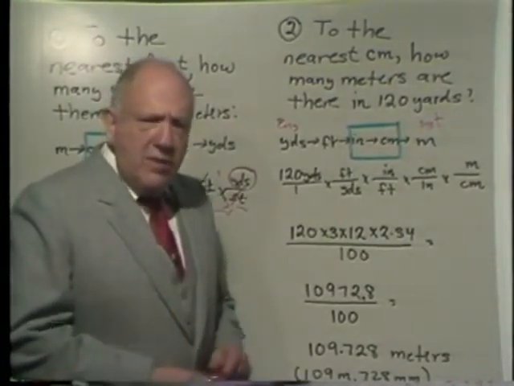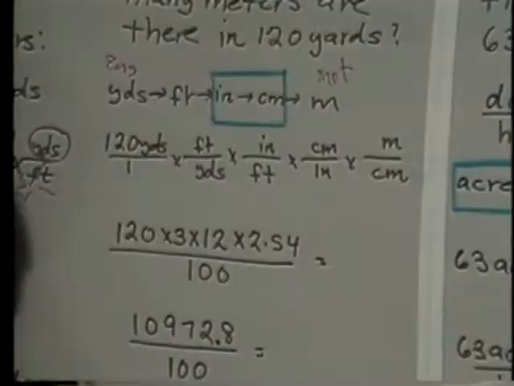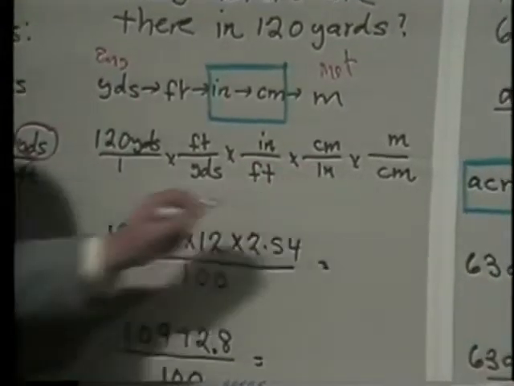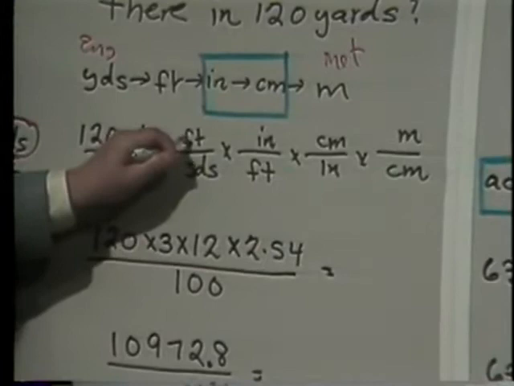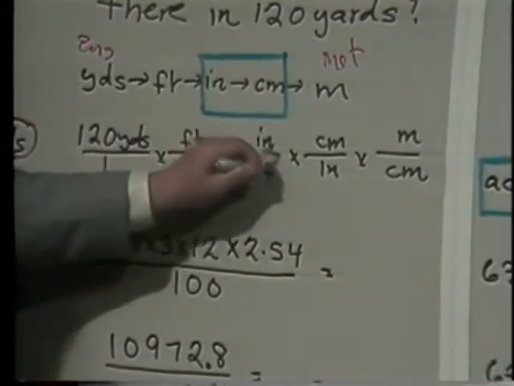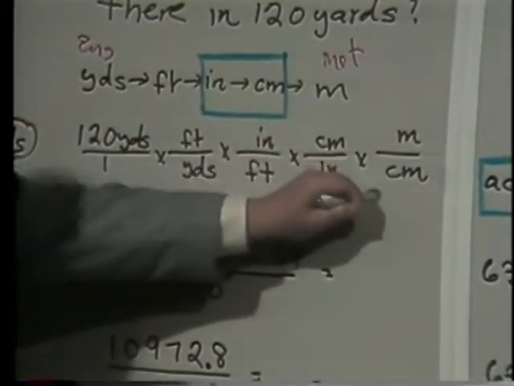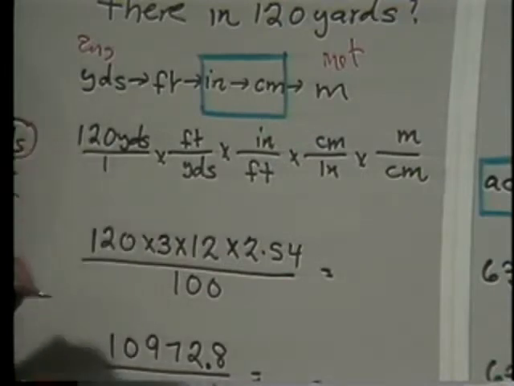But if you do it in terms of dimensional analysis, you're saying what? I want to get from yards to meters. So from yards, I get to feet. From feet, I get to inches. From inches, I get to centimeters. And from centimeters, I get to meters. Now I put the numbers in.